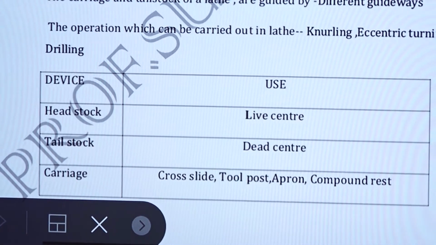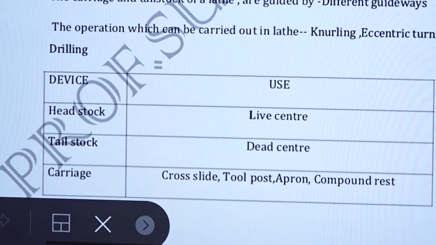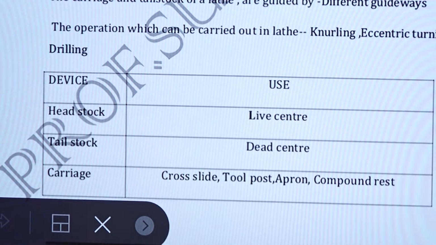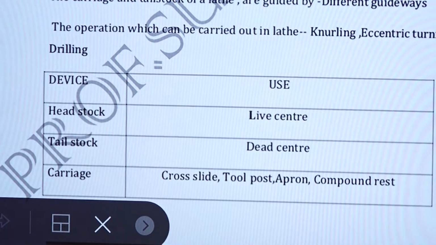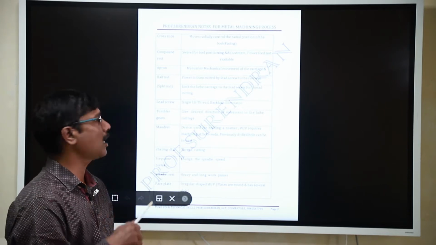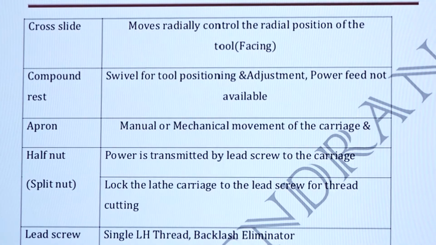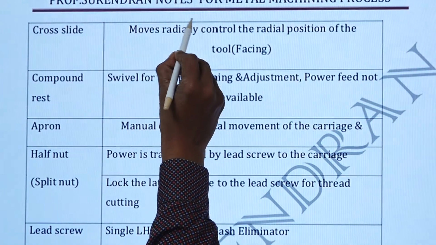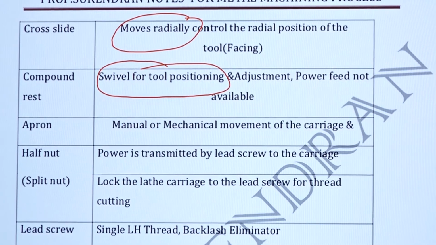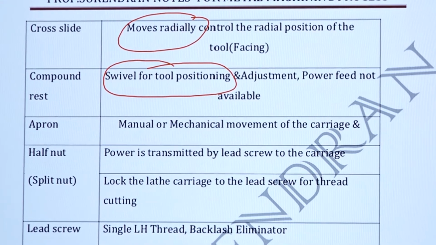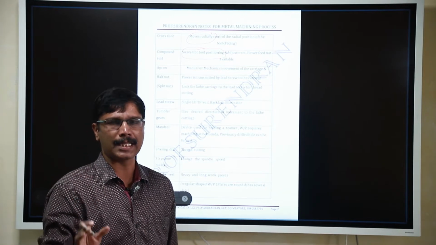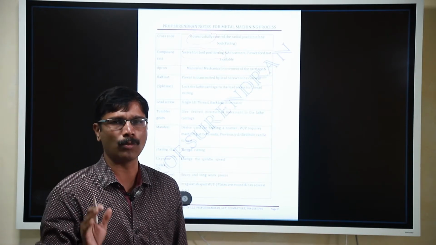And the carriage. What are the important things in the carriage? We are having cross slide, tool post, apron and compound rest. Cross slide, tool post, apron and compound rest are the important things in the carriage. Next we should know the function of each and everything. Cross slide is used to move radially. And compound rest is for swivel, for tool positioning and adjustment, and power feed is not available. Apron is a mechanism used for manual or mechanical movement of carriage.